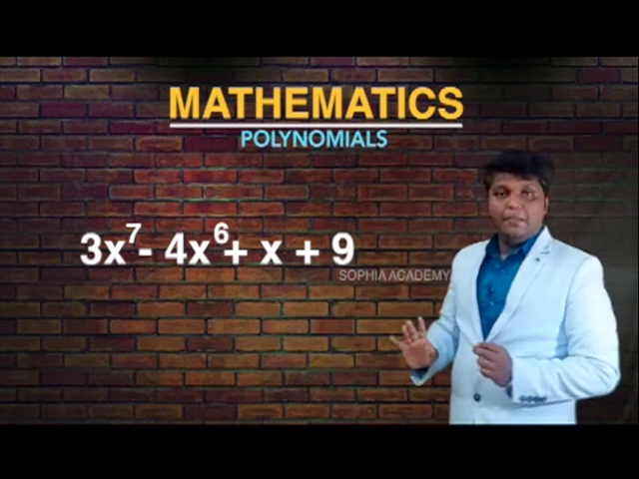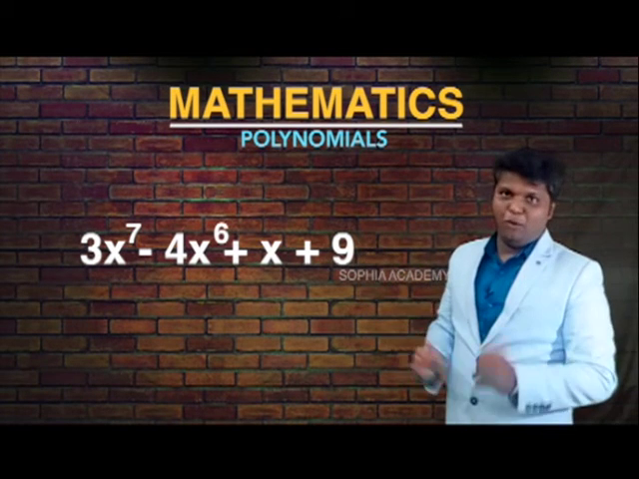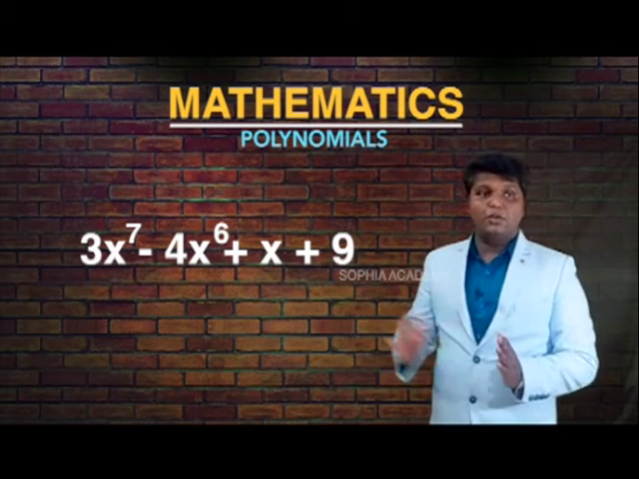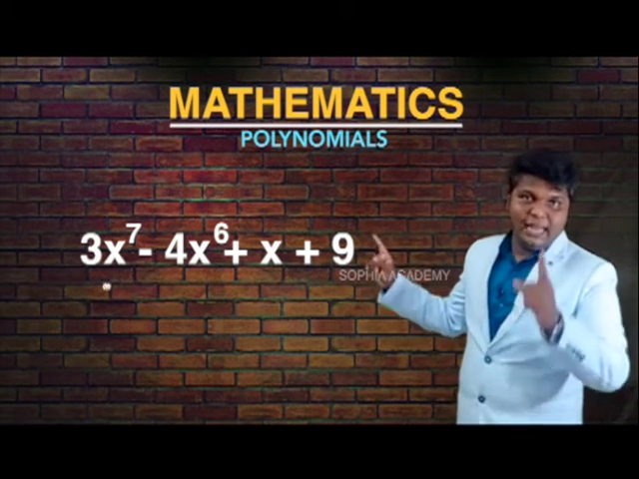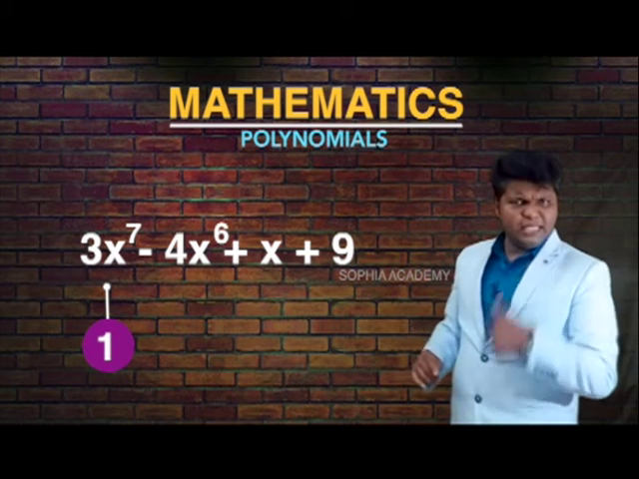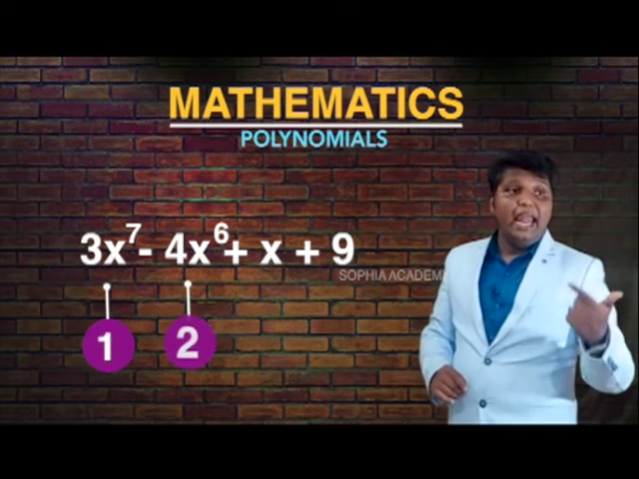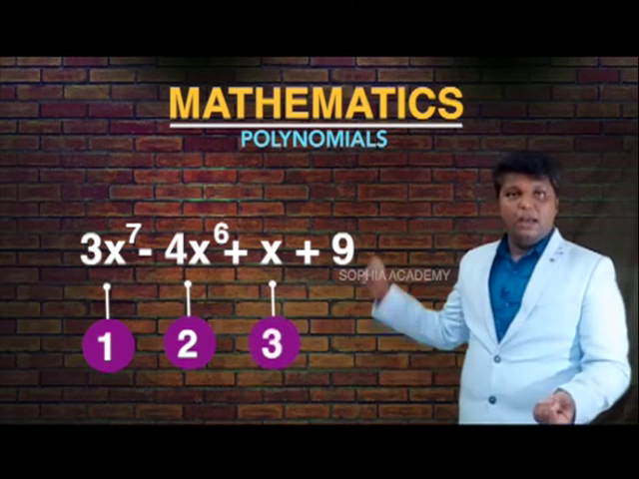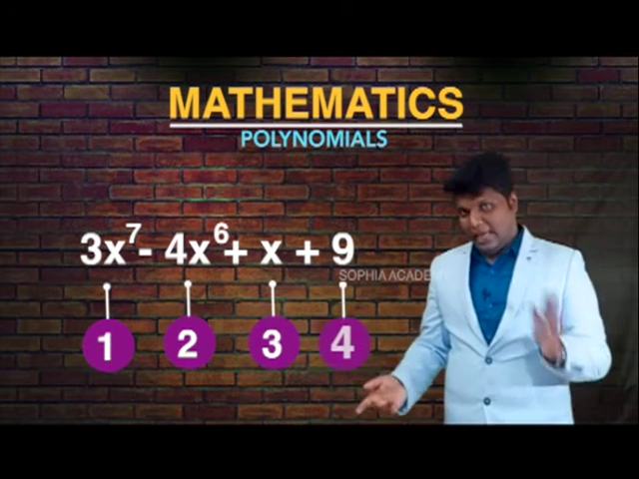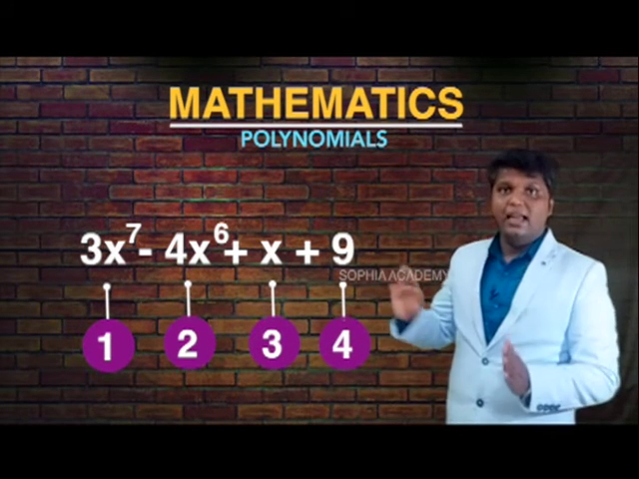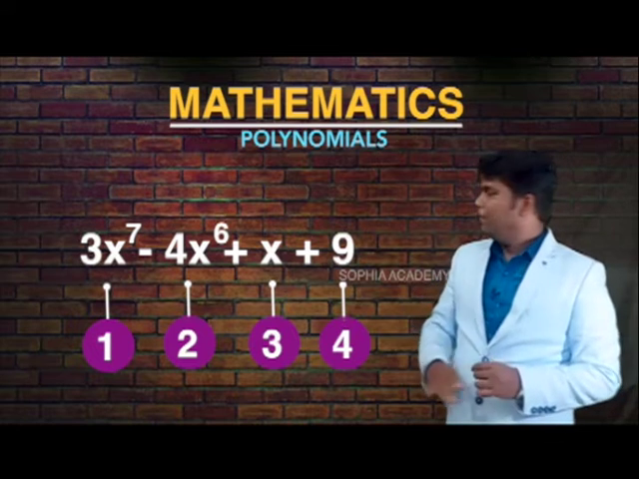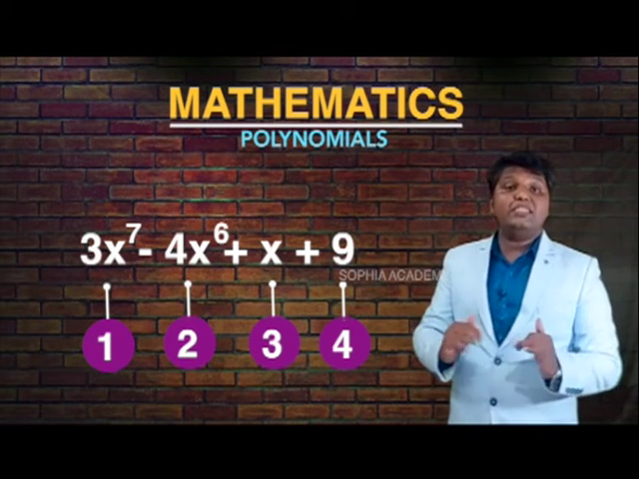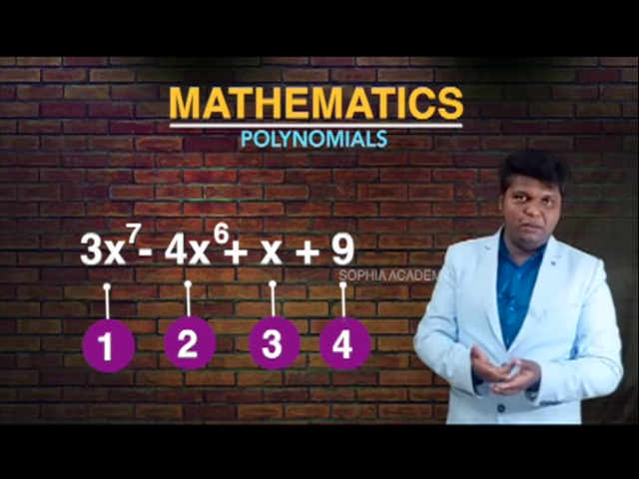So here you can see how many terms there are. There are 4 terms, so this is a polynomial of 4 terms. Inside these 4 terms, you can see x raised to 7, that is the first variable. What about the second variable? It is x raised to 6. What about the third one? It's only x. What about the fourth one? There is no x. Actually, even though you cannot see any x there, there is x raised to 0. Forget not.